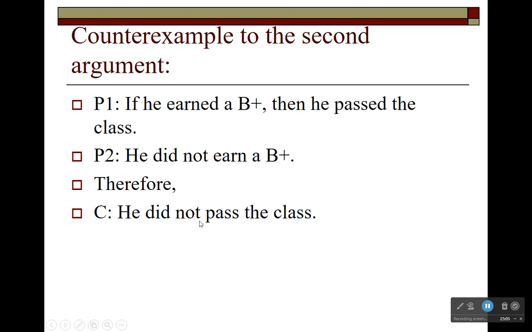But would this conclusion be necessarily true? Therefore, he did not pass the class. No, that doesn't follow. That would be a scenario in which these premises are true, but the conclusion is false. So we would say that that is an invalid argument. And this is a counterexample that shows that that form of reasoning is not valid reasoning.